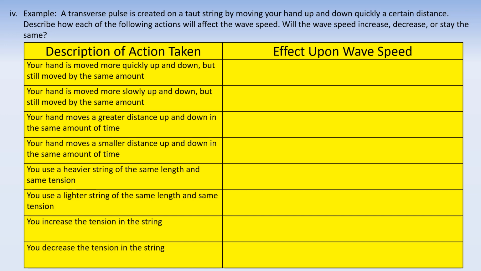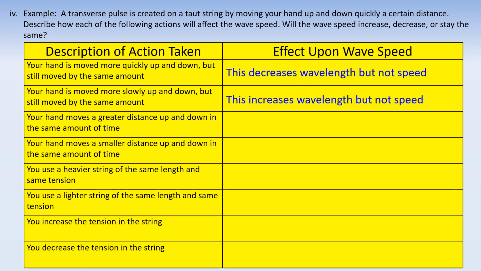When your hand is moved more quickly up and down, but still moved by the same amount, we say that this may decrease the wavelength, it may even change the frequency, but it has no effect on the wave speed. And similarly, if your hand moves more slowly up and down, this will affect the wavelength, but not the wave speed. If your hand moves a greater distance up and down, this will affect the amplitude of the wave, causing a greater amplitude wave, but once again, no effect on the speed at which the energy propagates in the medium, the speed at which the wave travels.